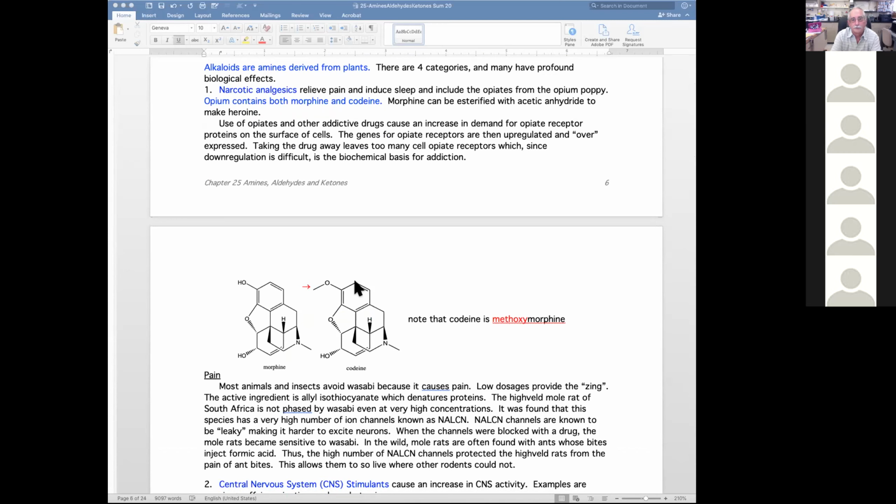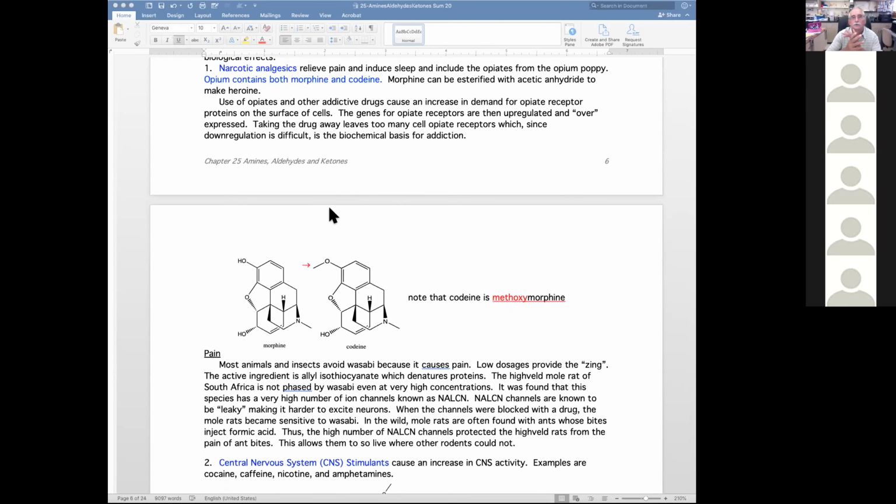So what are alkaloids? Alkaloids are amines that are derived from plants. And there's 4 categories, and many of them really have profound biological effects. So one is the narcotic analgesics. What they do is they relieve pain, induce sleep. Those would include opiates from the opium poppy. If you think about it, relieve pain and induce sleep. Well, that's kind of like euphoria, isn't it? So opium actually contains both morphine and codeine.